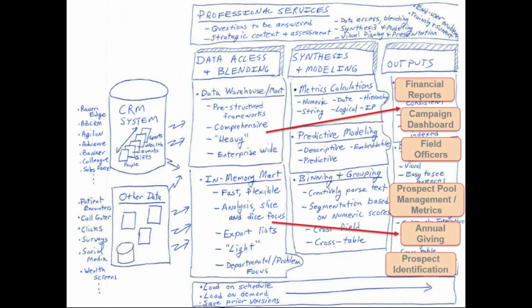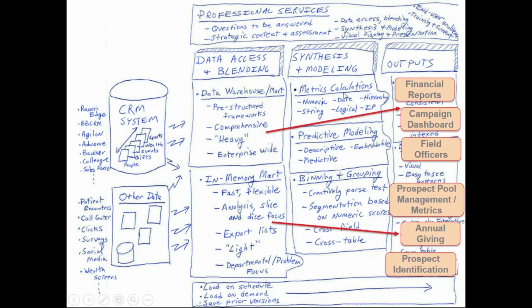So as we close out, just to summarize, data gets put in reasonably consistently with CRM systems, and usually there's a bunch of other data sources. The first step is figuring out how to get it and blend it together. And there's two primary technologies. One's more structured, a little bit heavier, enterprise-wide. The other's more fast, flexible, nimble, lighter, more analytical.